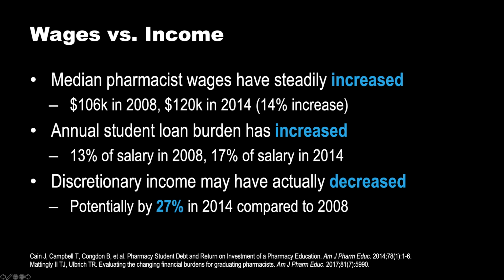And so I actually did a study a few years ago and demonstrated that if you're focusing on that discretionary income that we talked about at the very end, it's about 27% less in 2014 compared to 2008. So for many of you who are graduating in 2021, 2022, if that trend is still continuing, it's going down a little bit, or at least, I believe it's flatlined some.